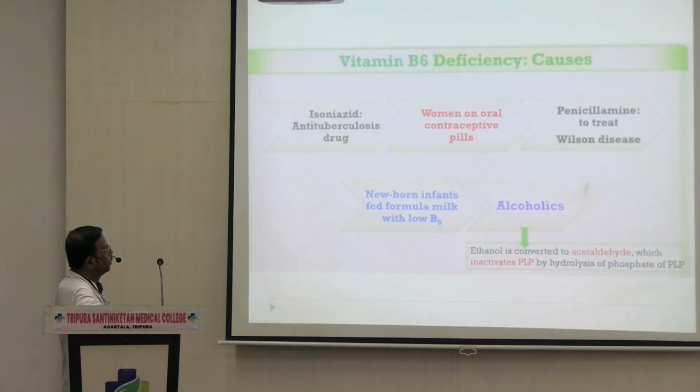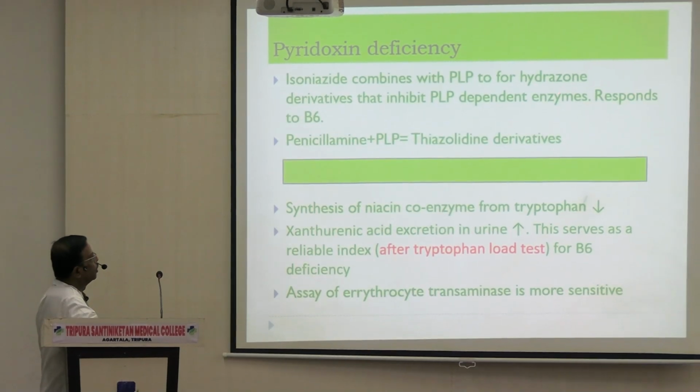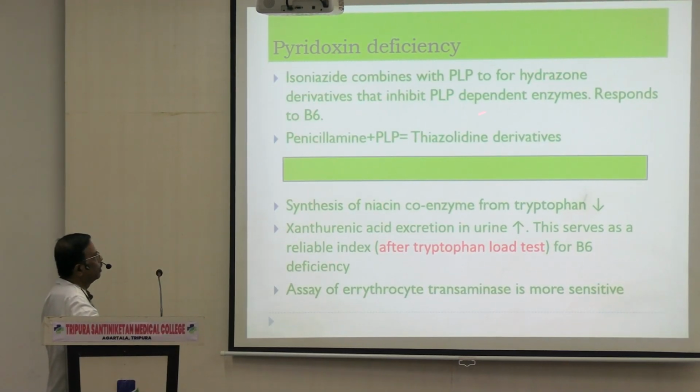Now, in case of isoniazid, it combines with PLP to form hydrazone. This inhibits the PLP dependent enzyme.